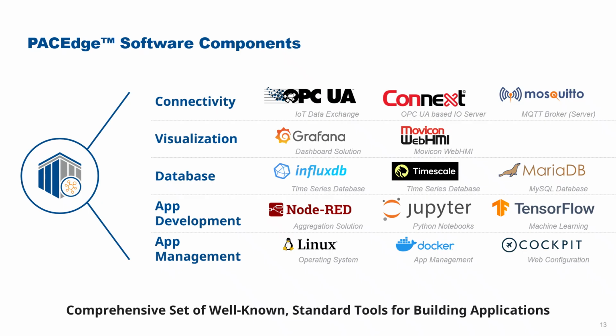But we've also got a couple of other databases in there which are more for legacy purposes now, because they were what we used when we first introduced PACEdge. We've got InfluxDB, which is a high performance time series database, although that's now beaten a bit in terms of performance by Timescale. And we've also got MariaDB, which is a fork of MySQL, and that's a standard SQL database, and that gives you capabilities of doing alarms and events and other general not time series data.